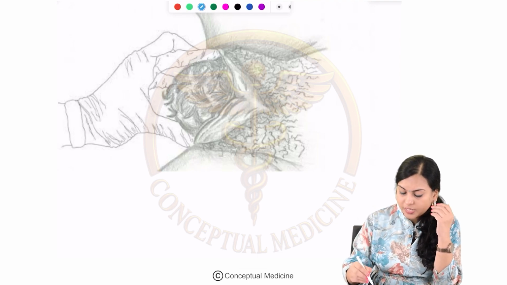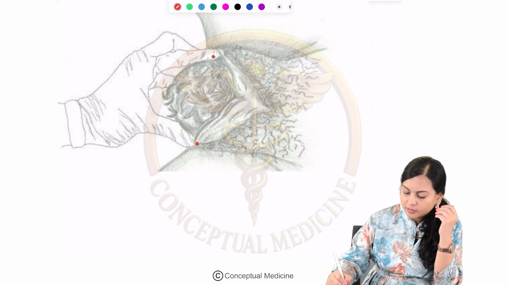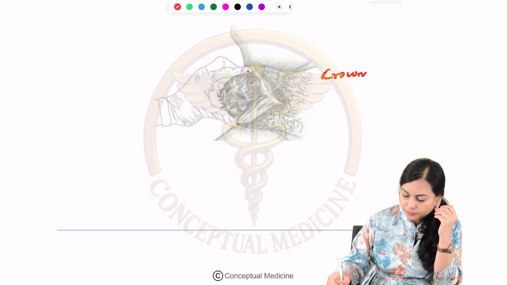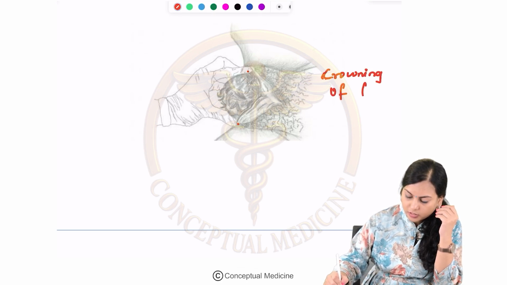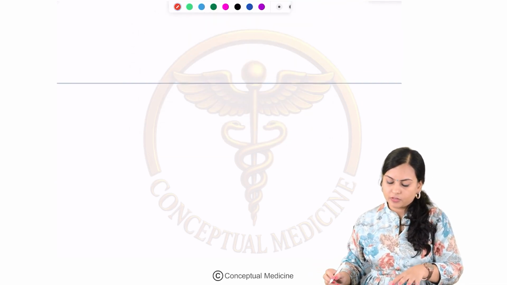And what happens is, once full dilatation is happening, the perineum begins to bulge, and you will be able to see the fetal head coming like this, okay. You will be able to see the fetal head in the perineum like this, and this is known as crowning, okay. Crowning of fetal head. Clear?